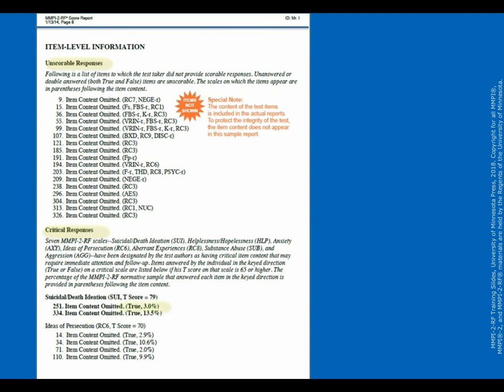These critical responses will be organized by the scales they are scored on, and information regarding how often the item is endorsed in this way in the normative sample will be provided to you. If you specified a comparison group to be used in creating a particular score report, you will also see the percentage of time that item was endorsed in the specific group of individuals you requested as well.